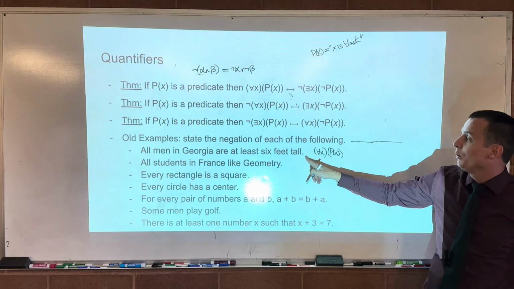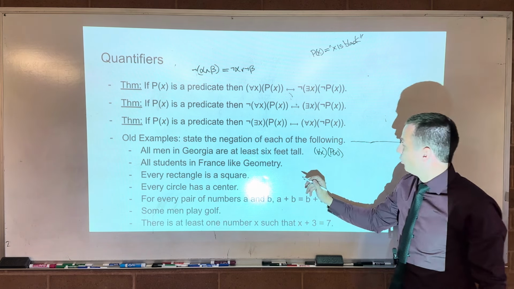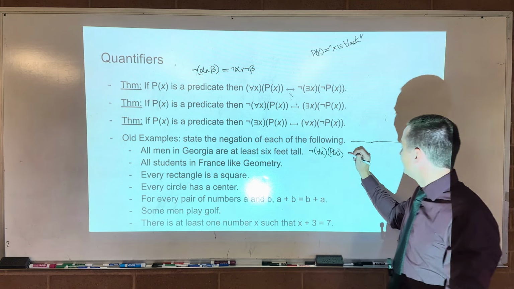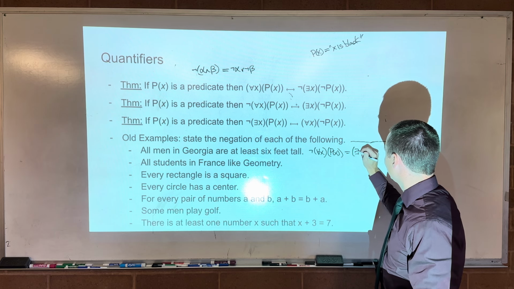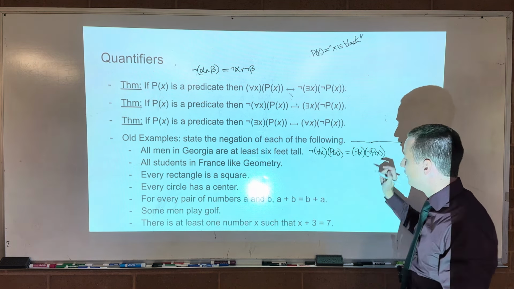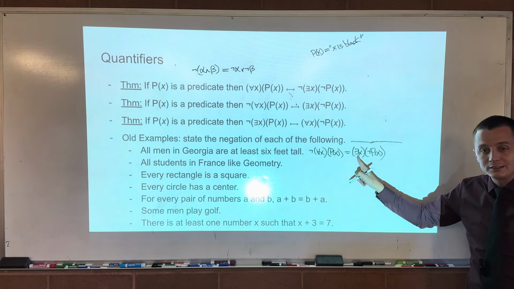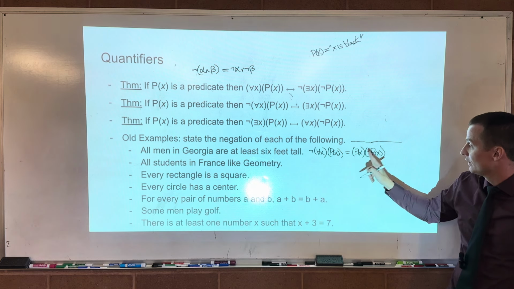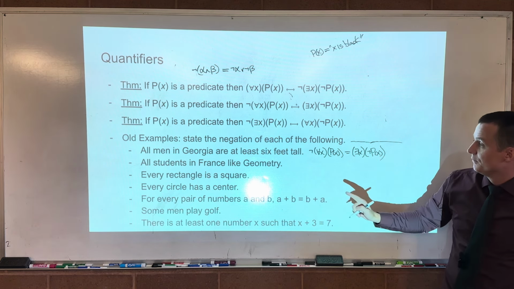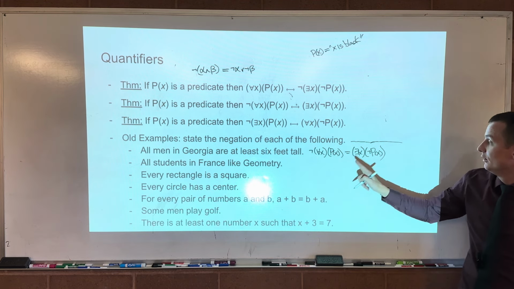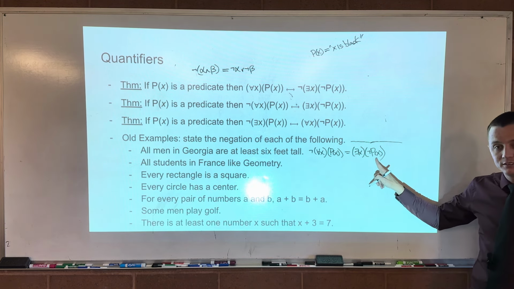Yes. Now we want to find its negation. We want to find not for all x, p of x. And its negation is there exists x such that not p of x. There exists and some are the same thing, some x are not p of x. So what's the negation of all men in Georgia are at least 6 feet tall? Some men in Georgia are not at least 6 feet tall.